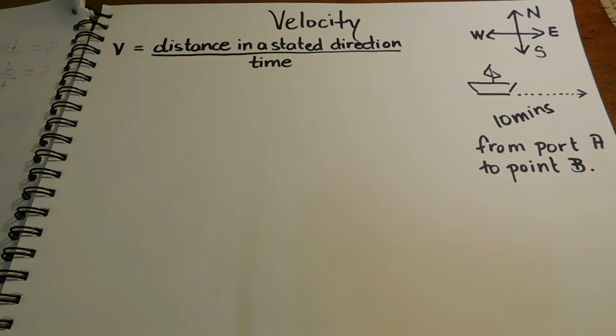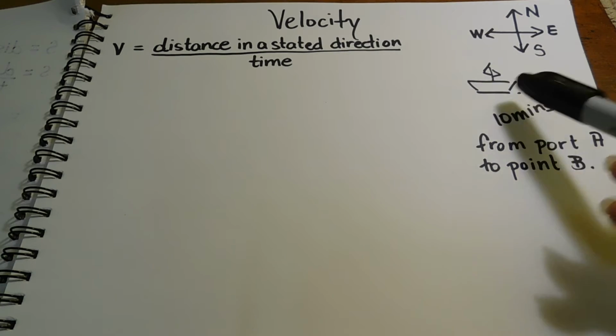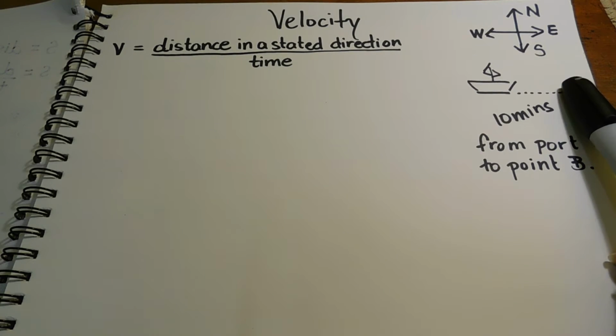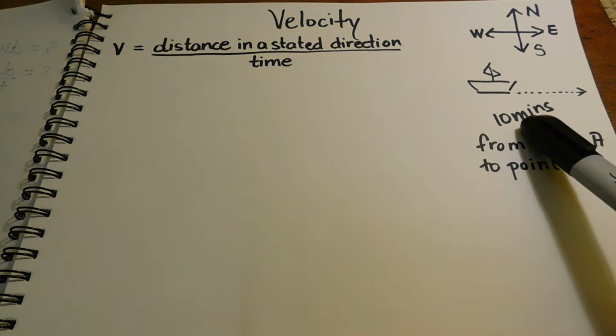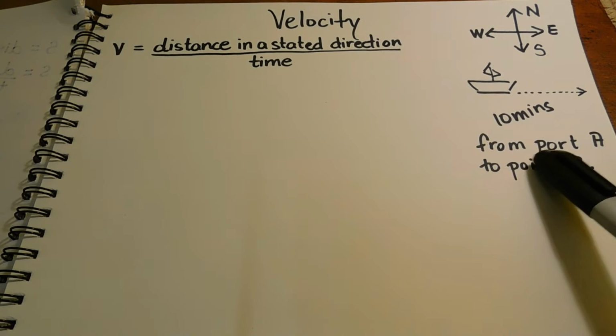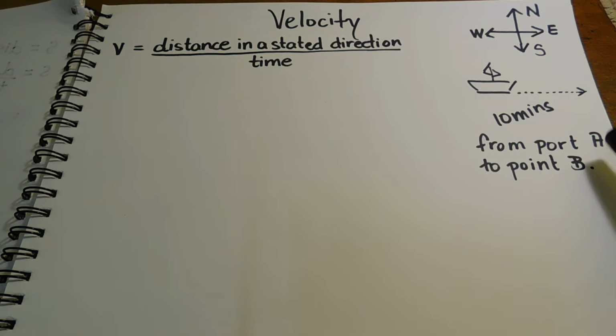Okay, so now we're dealing with velocity. Velocity is the distance in a stated direction traveled over a certain amount of time. And I have my fancy drawing here, and I have north, south, east, and west. So if this boat is traveling in this direction, we would say it's traveling east, and it did so in 10 minutes from port A to point B, right? I meant to put port B, but okay, you get it.